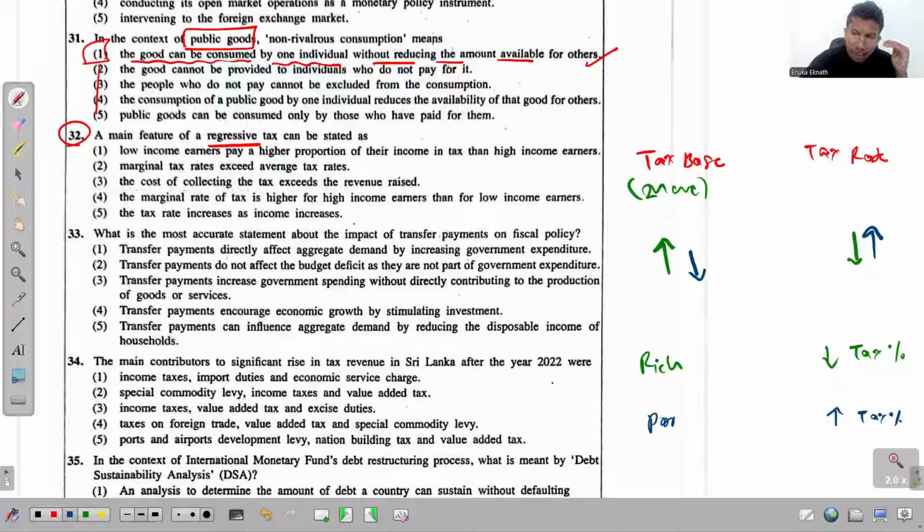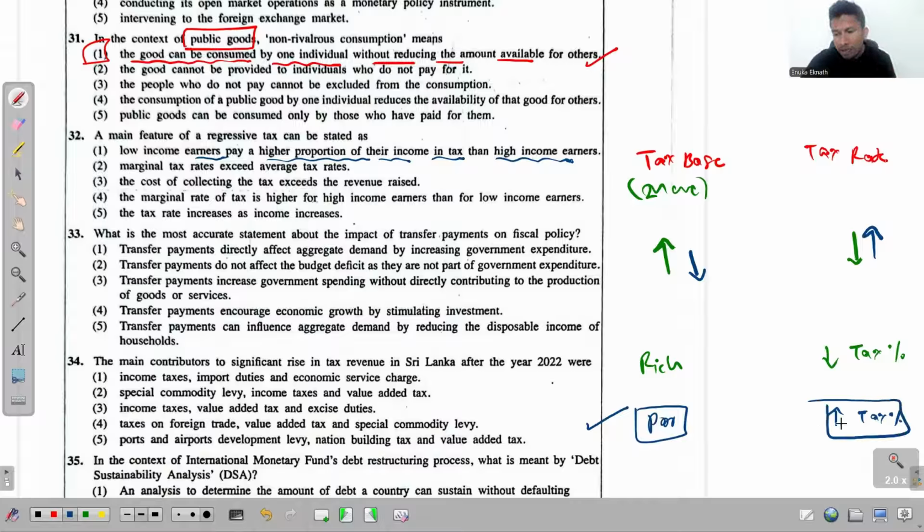Not the tax amount, but the tax rate, that is, the percentage of tax. Right, now we'll read the given options. The first one says, low income earners pay a higher proportion of their income in tax than high income earners. And that's what I explained here. Lower income earners, poor people, pay a higher proportion of tax than high income earners. So this itself is the answer.